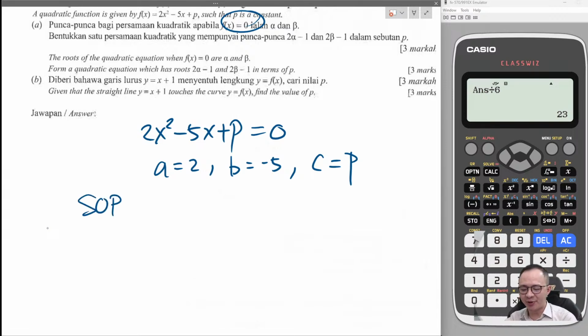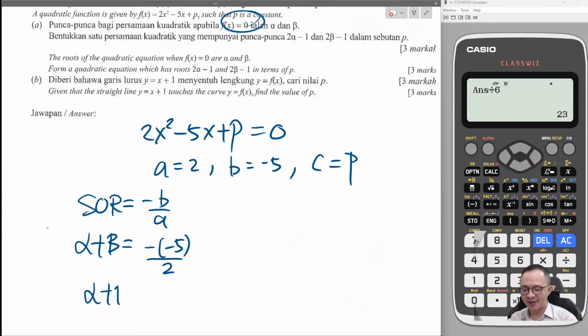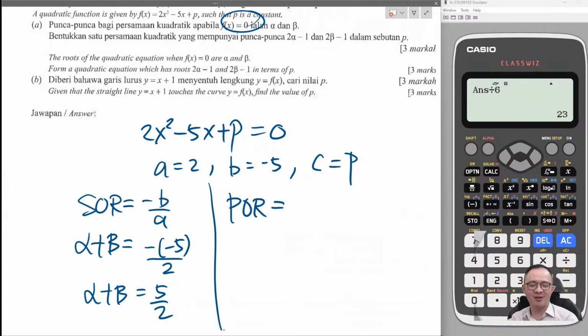Okay, what's the sum of root? Sum of root is negative b divided by a, right? So alpha plus beta, because my roots are alpha and beta, it's given from the question. Negative b over a. So alpha plus beta is 5 over 2. Product of root, in Malay they call hasil darab punca. It's c over a. So alpha beta is p over 2 lah.